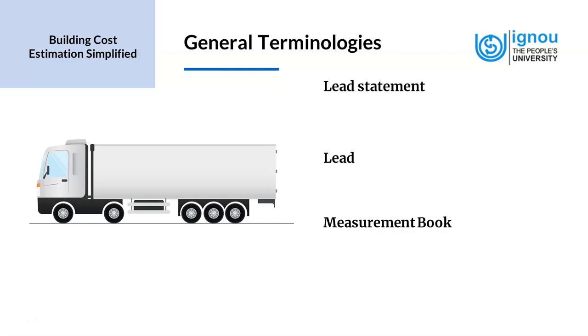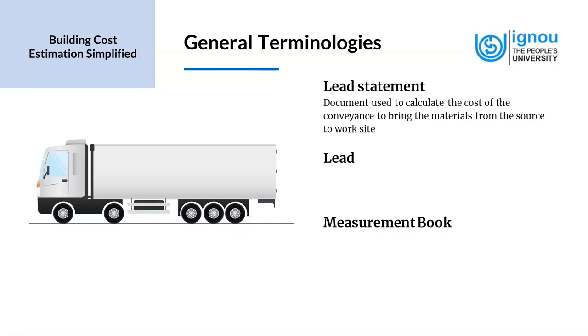Now we look at 3 other concepts: lead statement, lead, and measurement book. The lead statement is a document used to calculate the cost of the conveyance to bring the materials from the source to work site. Sometimes we will have to source materials from faraway places, and so it's not just the material cost that will have an implication. The cost of transportation also plays an important role in the cost of the product or service.